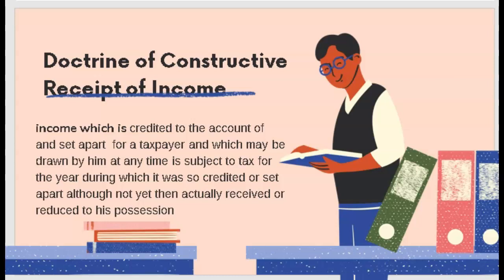To constitute receipt in such case, the income must be credited to the taxpayer without any substantial limitation or condition upon which payment is to be made. The doctrine of constructive receipt is designed to prevent the taxpayer using the cash basis from deferring or postponing the actual receipt of taxable income. Without the rule, the taxpayer can conveniently select the year in which he will report the income.